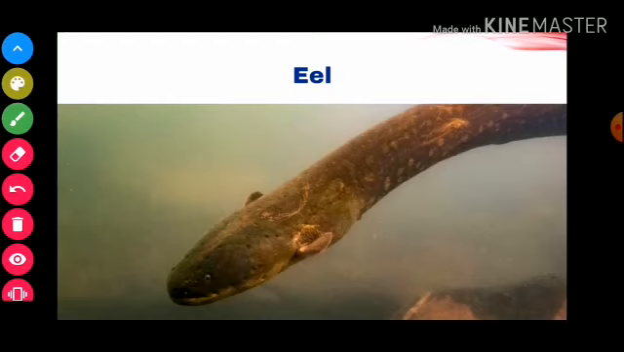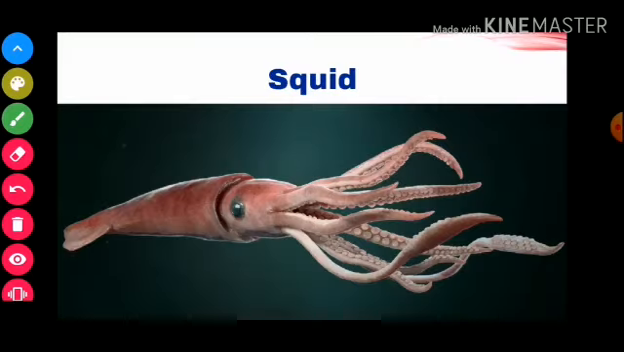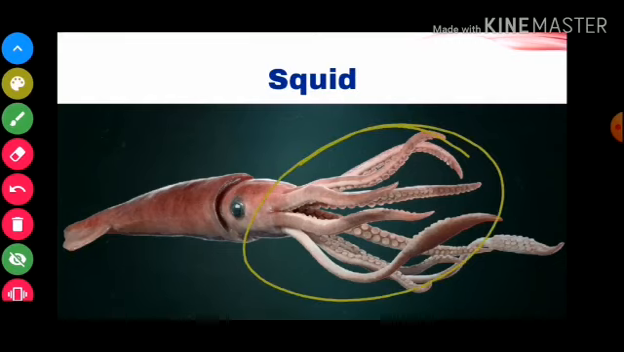Eel, وهو نوع من أنواع الأسماك ويسمى سمك الإنقليس. Another kind of eel. Squid, which means الحبار. As you can see here, we have tentacles وهي المجسات.